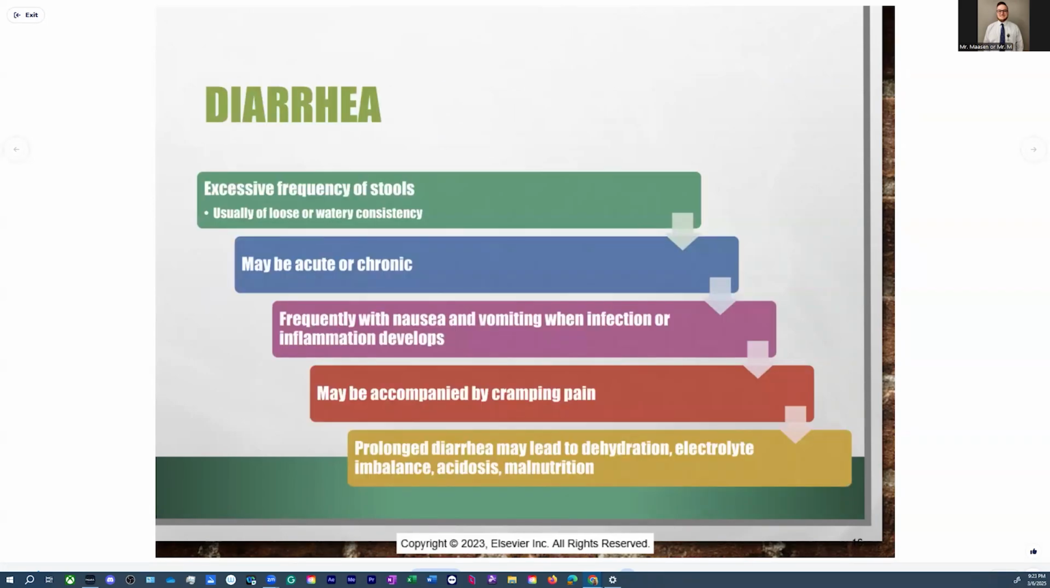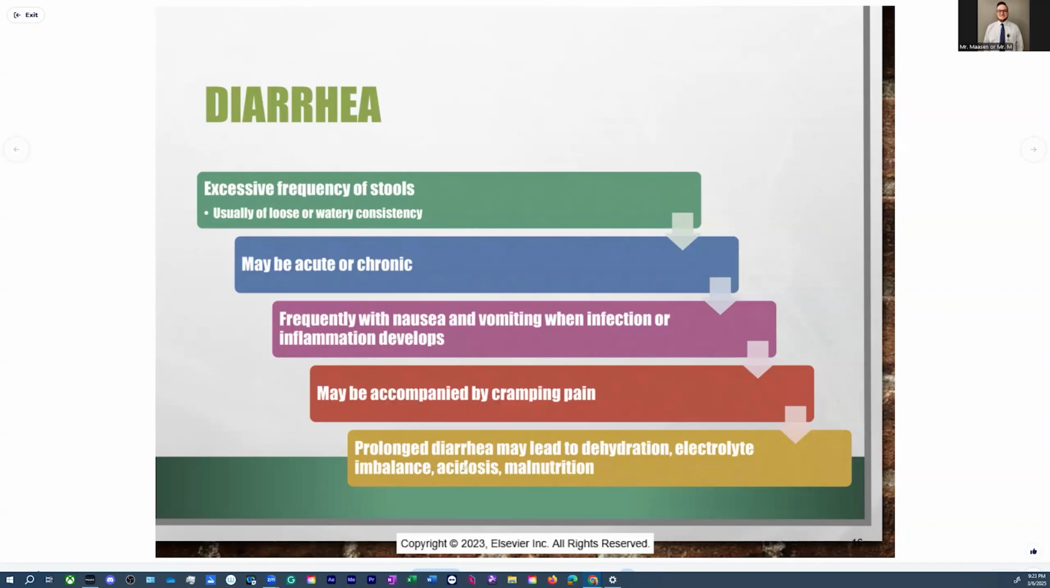So talking about diarrhea, the definition really of diarrhea is excessive frequency, which means number of stools, and they usually tend to be loose and watery, meaning that they've made their way through the large intestine too fast to have appropriate water reabsorption. There are some conditions that cause chronic diarrhea, but it could be acute from your stomach bug, your viral infection. It could have nausea and vomiting associated with it, and definitely cramping, abdominal pain.